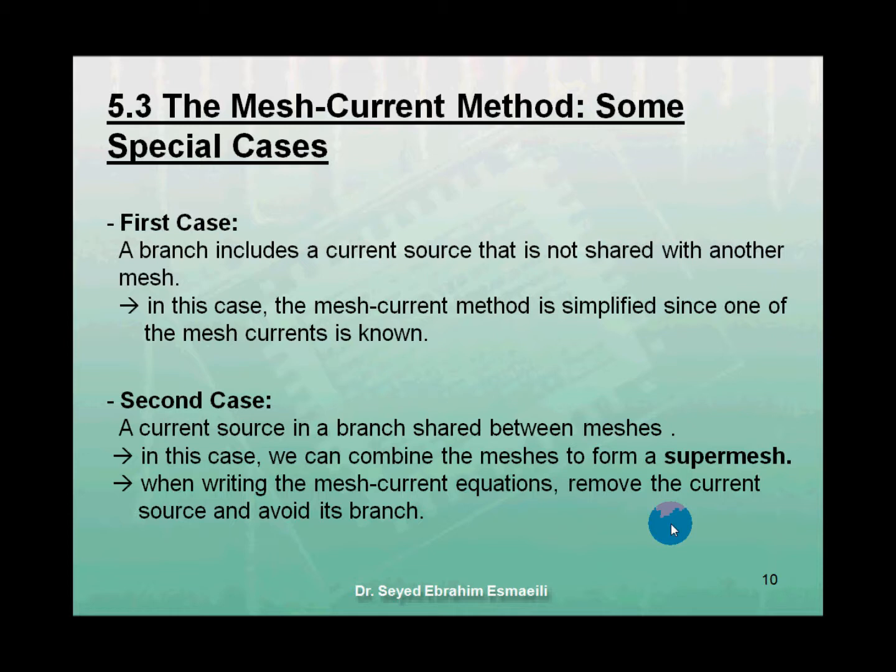In the second case, we'll have a current source in a branch that is shared between two meshes. In this case, we can combine the meshes to form a super mesh. When we write the mesh current equations, we remove the current source and avoid this branch. This will be clarified in the following example.